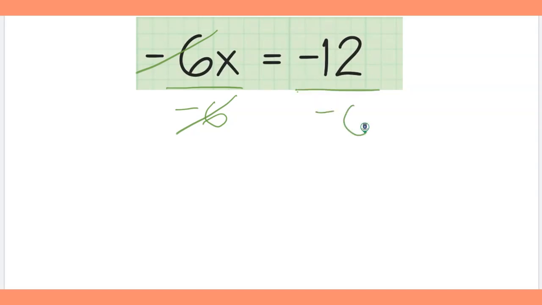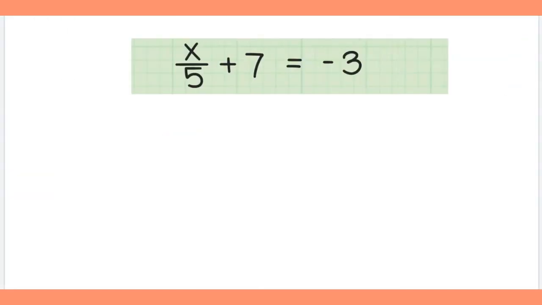Now that we've got that, we can now rewrite the equation. -12 divided by -6 is 2. That's how you work out the unknown. Try the next one, a little bit more difficult. Pause the video and have a go.